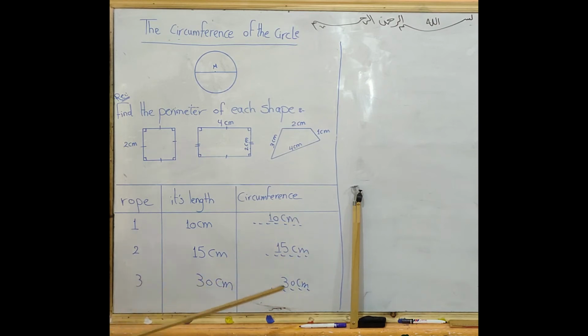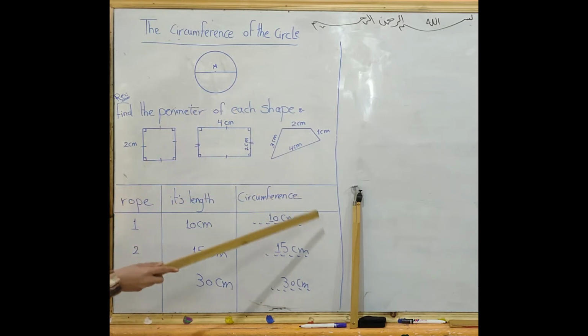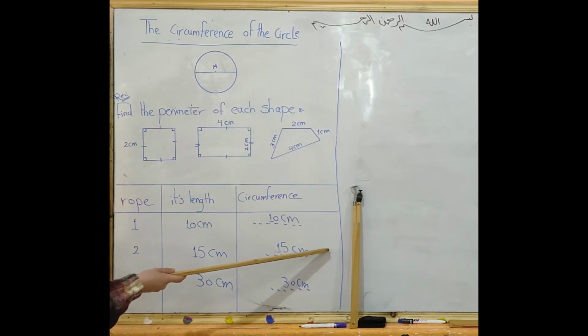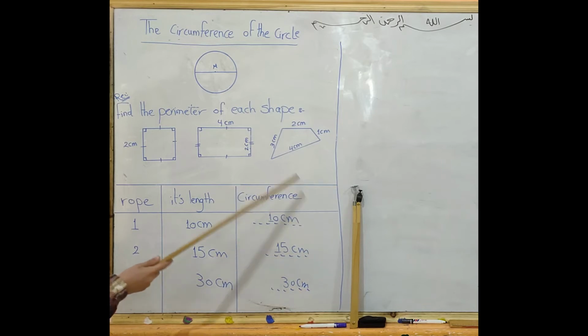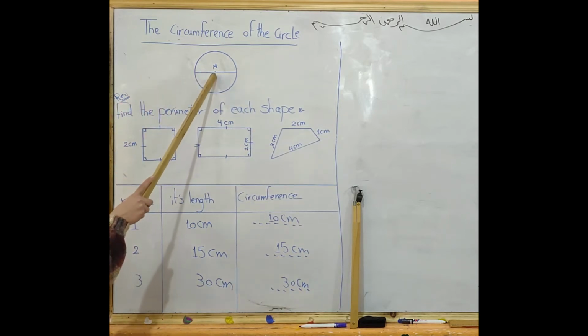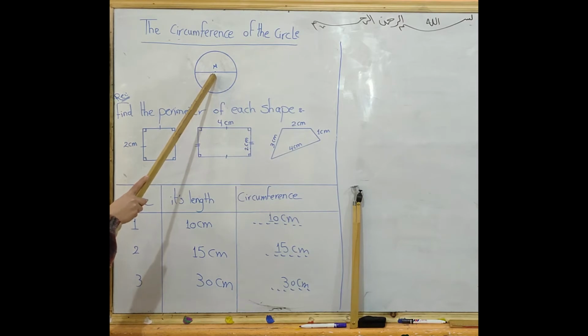For example, if we want to draw a circle with radius length 3 cm, we open the compass with radius length 3 cm by using the ruler. Then draw the circle. This point is called the center of the circle. So this circle is called circle M, according to its center.